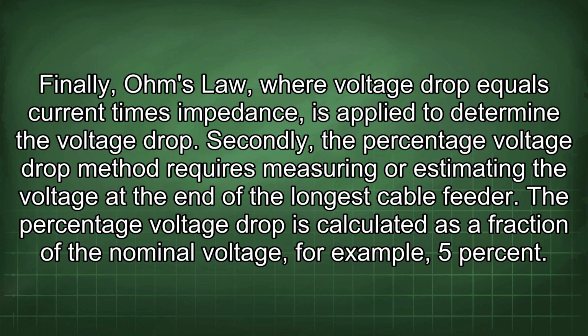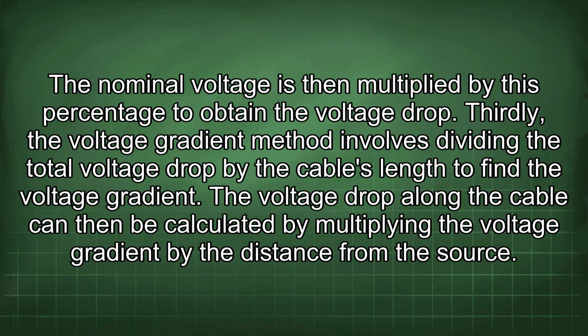Secondly, the percentage voltage drop method requires measuring or estimating the voltage at the end of the longest cable feeder. The percentage voltage drop is calculated as a fraction of the nominal voltage, for example, 5%. The nominal voltage is then multiplied by this percentage to obtain the voltage drop.